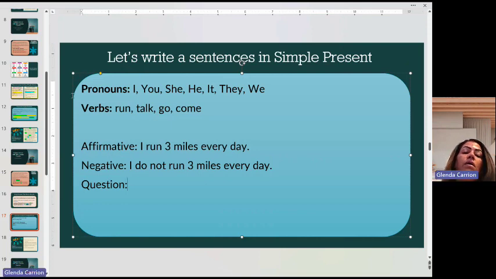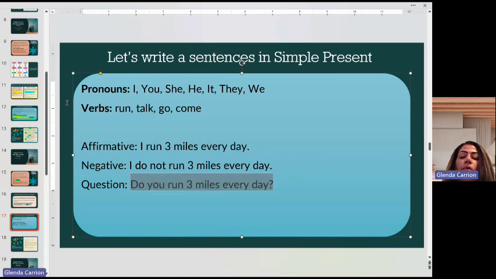And now I'm going to convert that into a question. Remember that questions start first with the auxiliary verb. Do you run 3 miles every day? That is the first example.